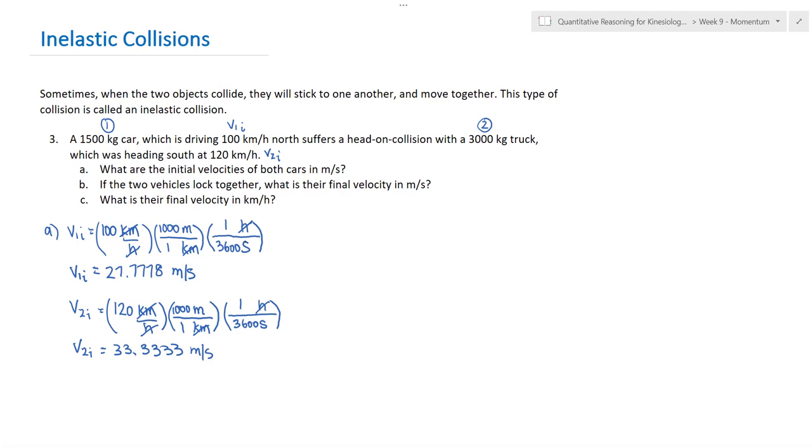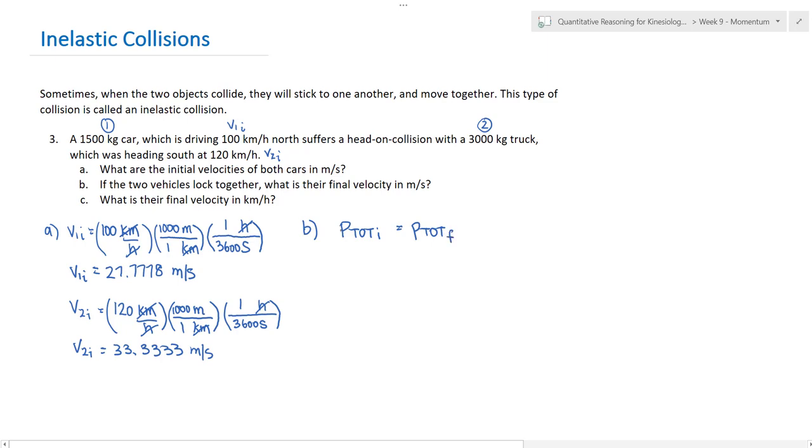Now part B. If the two vehicles lock together, what is their final velocity in meters per second? Okay, so let's move along to part B. So again, we have a collision, and for all these collisions that we're doing in this course, momentum is always conserved. So that means that P total initial, the total momentum of all the objects initially, is equal to the total momentum of all the objects final, after the collision.